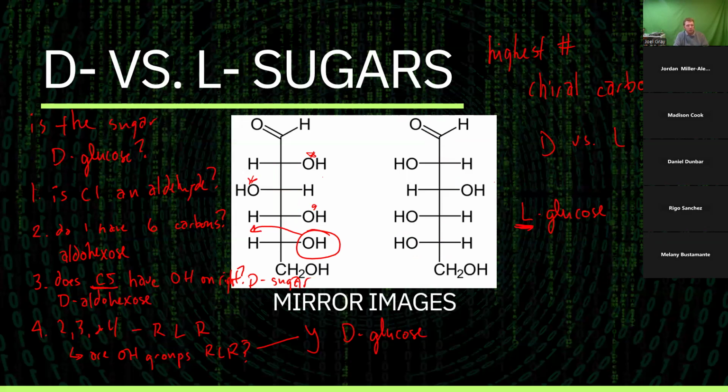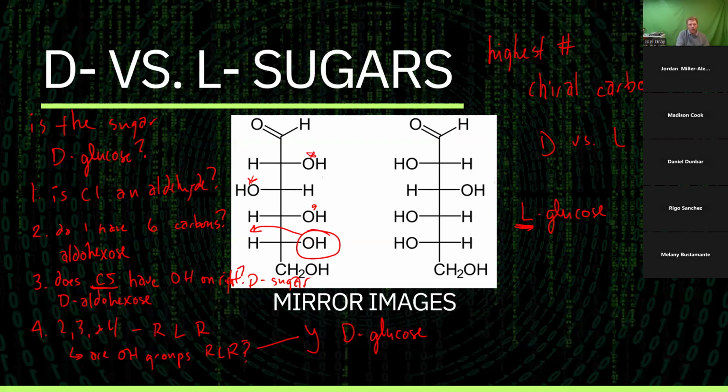So essentially what they did was they made an L sugar that was different at each one of those carbons 2, 3, and 4. Okay, so it's important to remember that a D sugar and an L sugar are mirror images of one another. Their positioning of their OH groups are going to be exact opposite of one another.